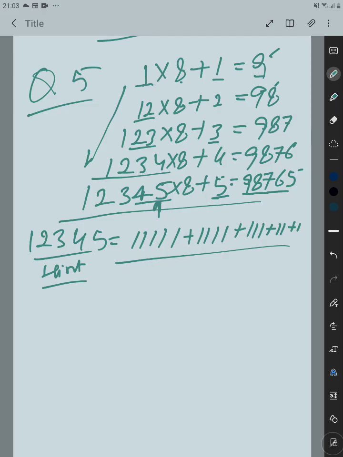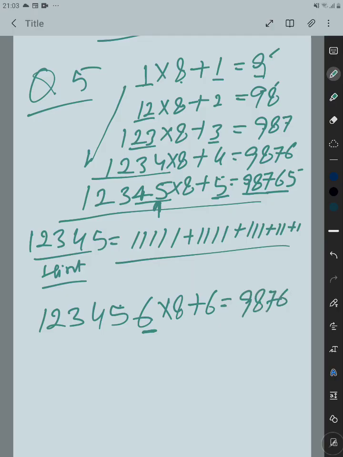Okay, so actually what they are asking is to find the next two patterns. That means we need to increase this to 12345, and now 6 will come. 8 will remain like that, and then we add 6 here, because 6 is there, and the answer will be 98765. Okay, so this will be the answer. This is the immediate next, and the next one will be 123456.